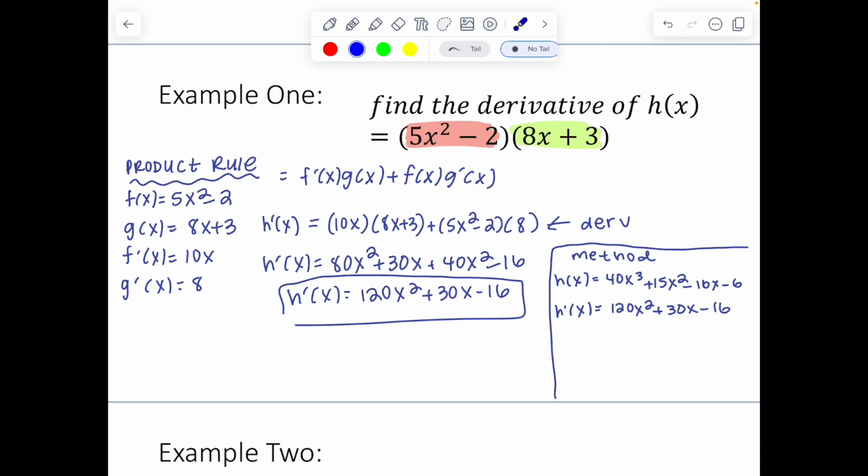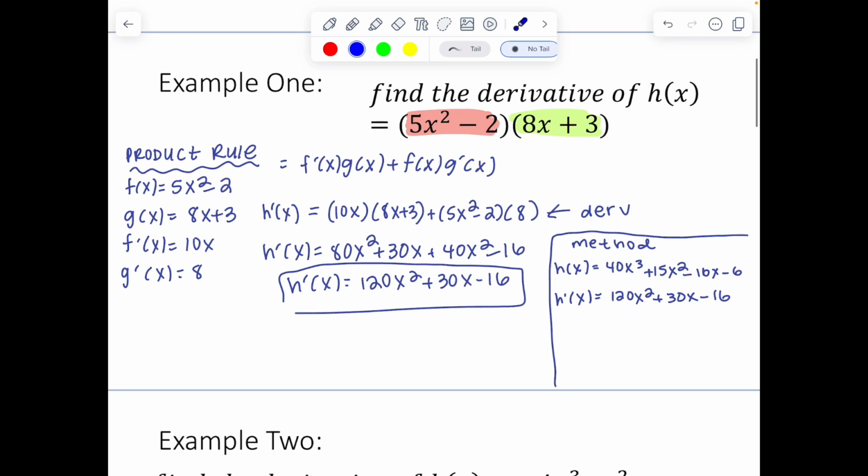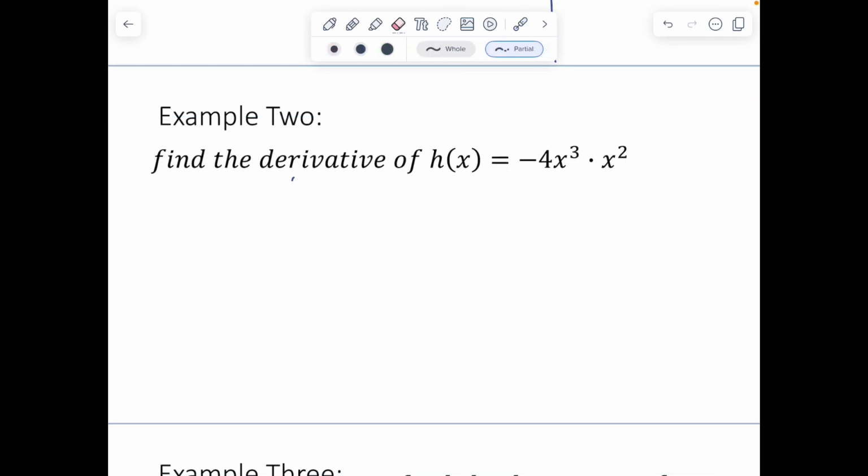But you need to know the product rule because there's going to be situations where you could not use an alternative method. You would have to use the product rule. And we'll look at more examples of that in a second. Okay, here's our example 2 problem.